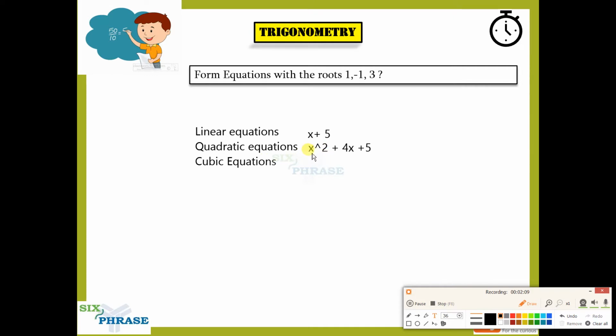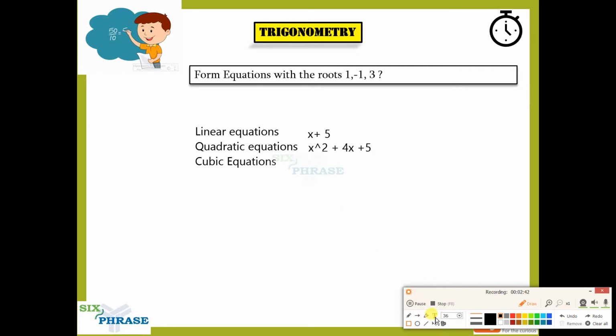So you have to look at the variable and see what its power is. Usually it will be a single variable, but there are cases where you'll have to solve for two different variables in an expression. Now, there is a difference between an expression and an equation. So please make sure you know that x plus 5 is not an equation, it is an expression. Similarly, x squared plus 4x plus 5 is not an equation, it is an expression. I'll tell you what the relation is.